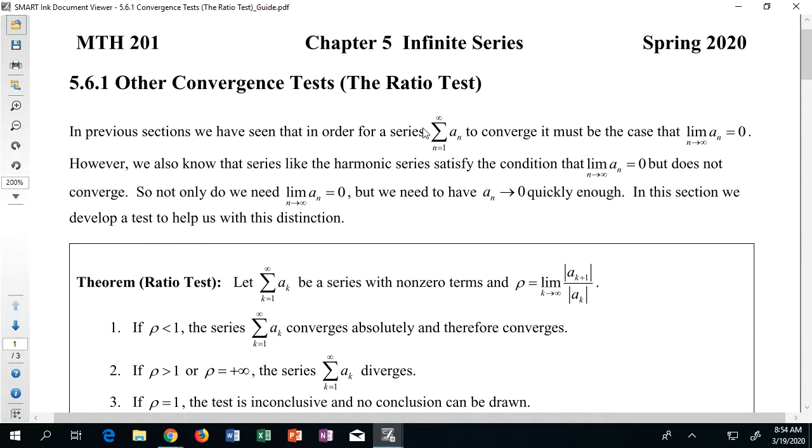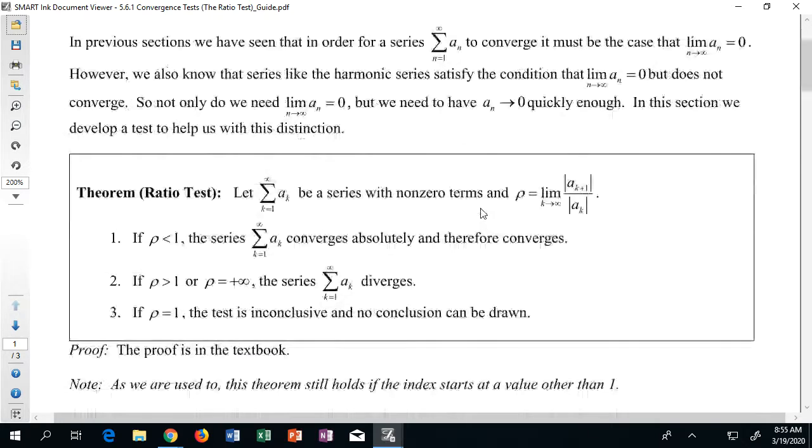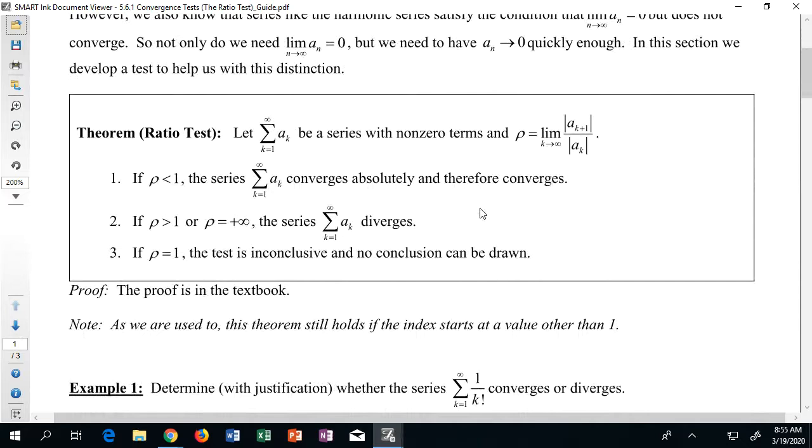So one of the other necessary conditions would be what we have down here. We not only need the limit of a sub n to turn into 0, but we need a sub n to move toward 0 at a quick enough pace. Now, in this section, we have a ratio test that we're going to use to help us understand a little bit more about how this quickly enough criteria actually goes.